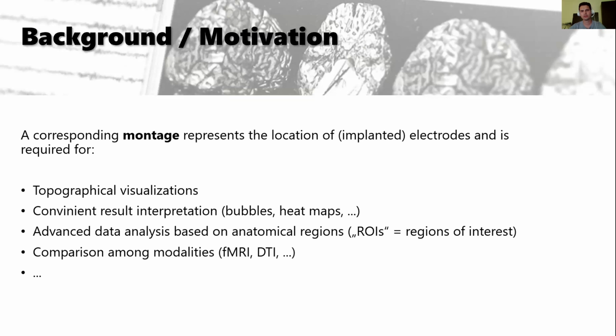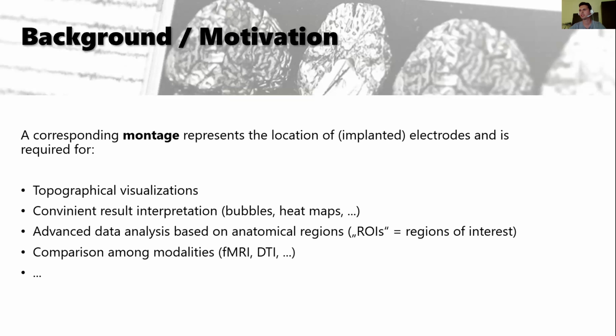And you also need to know the locations of your electrodes if you want to compare your intracranial EEG data to other modalities, for example, fMRI and DTI. And for this, you also have to know the 3D positions, because otherwise you can't compare it to these volume-based results.